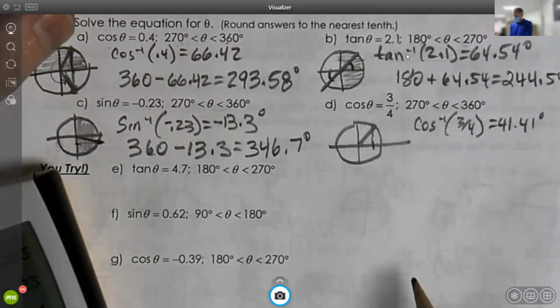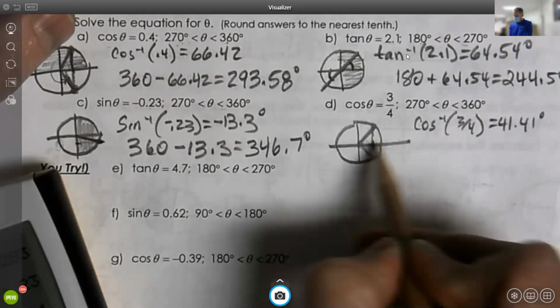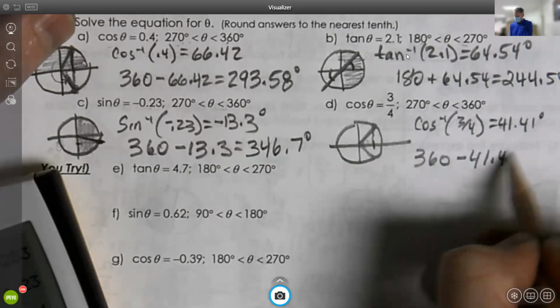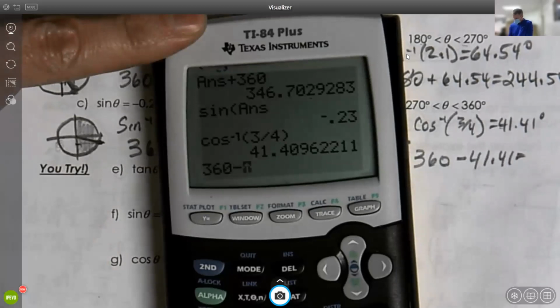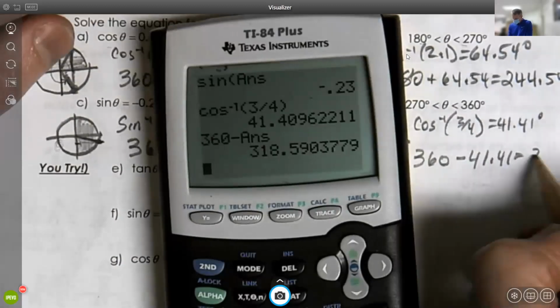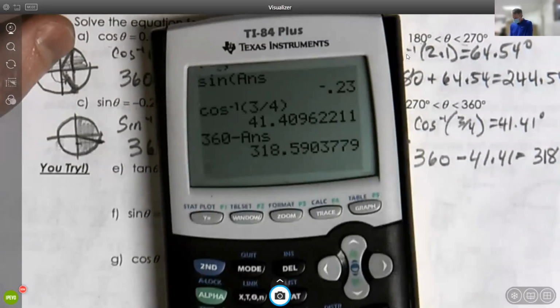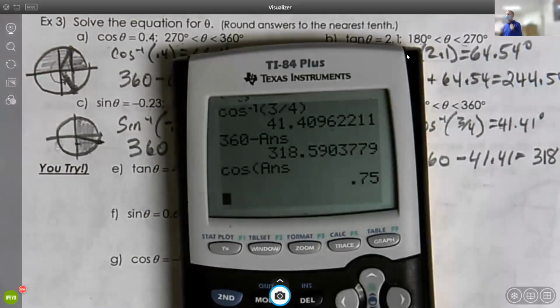But they want us to give an answer down here in the fourth quadrant. So my reference angle is 41 degrees. So that's 360 minus my answer. That gives me a 318.59 degrees. And you can test that because it's cosine of your angle, and you get 0.75, which is 3/4. All right, good job. You can pause the video and try your last three on your own.